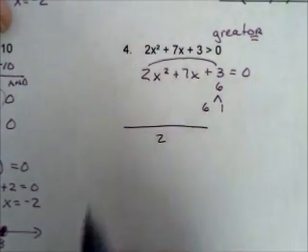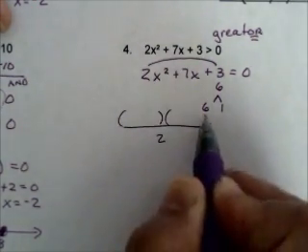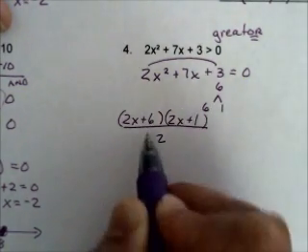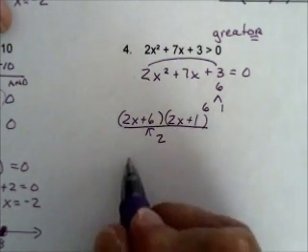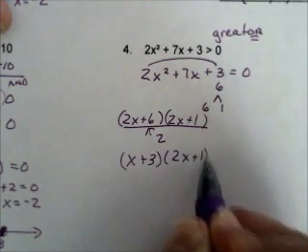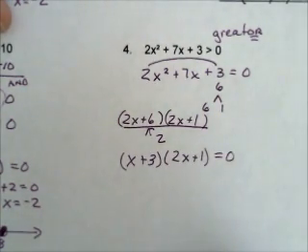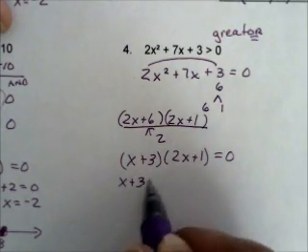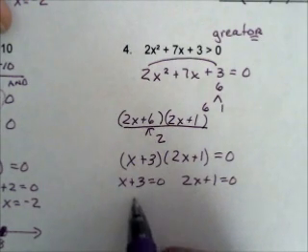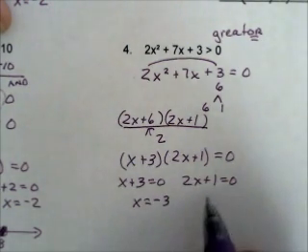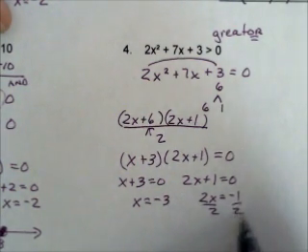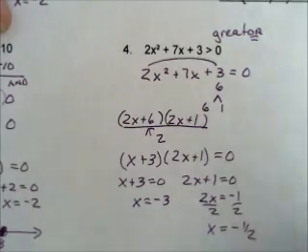The 2 is our denominator and starts off each parenthesis of our numerator. 2x plus 6, 2x plus 1. 2 divides evenly into the 2x plus 6, giving x plus 3. 2x plus 1 is our other factor, we just bring down. And now set each factor equal to 0. Subtract 3 from both sides, x equals -3. Subtract 1, 2x equals -1, and divide by 2, x equals -1/2.